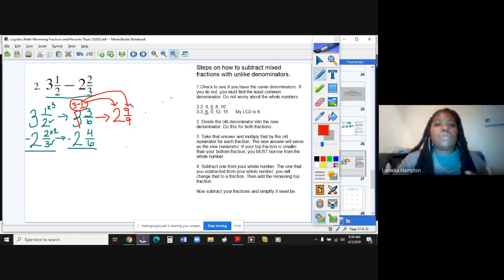This also goes with negative fractions. So if I had negative 5 over negative 5, that gives me a positive 1. If I had negative 20 over negative 20, that gives me 1. Okay? So again, the 1 that I borrowed, I simply turned it into a fraction.